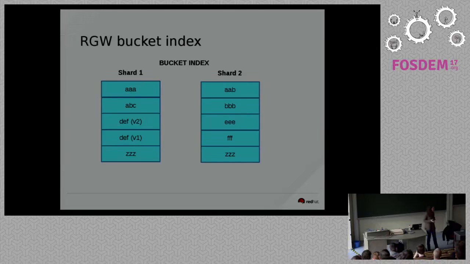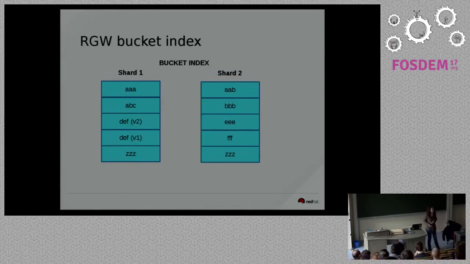First thing, if you have lots of objects, the Ceph number is up to 100K objects per bucket index, that's fine. If you have more than 100K, then you need to use sharding. We take the bucket index and split it into several objects. Depending on the number of objects, you decide what number of shards you want.